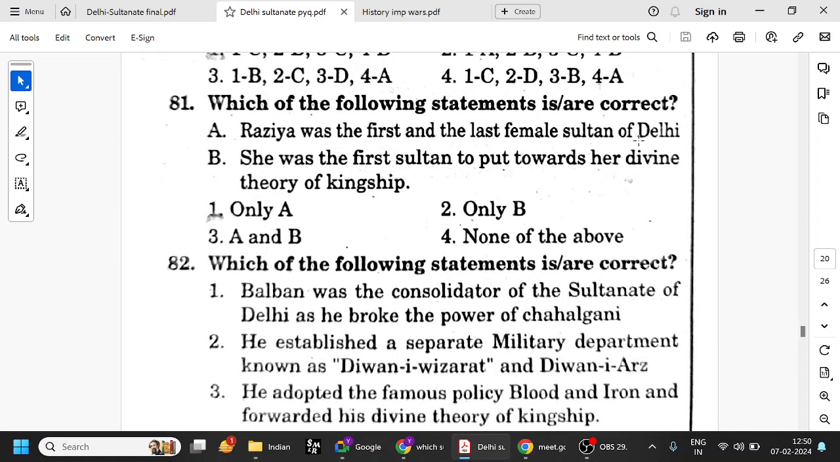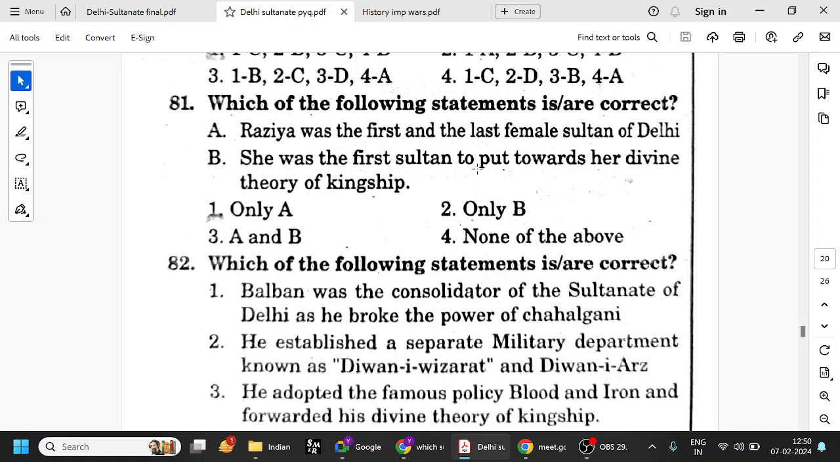Raja was the first and last female Sultan of Delhi, definitely true. And we have also seen the dates. What is that? 1236 to 1240, 4 years, remember. She was the first Sultan to put forward the divine theory of kingship. This is not Raja Sultana, this is Balban.